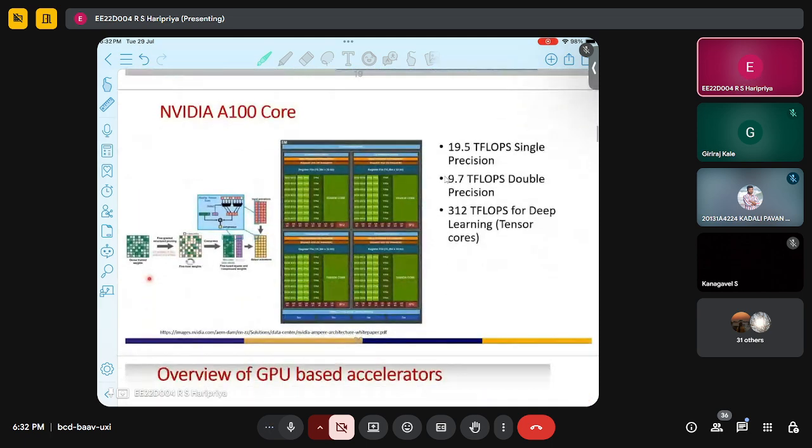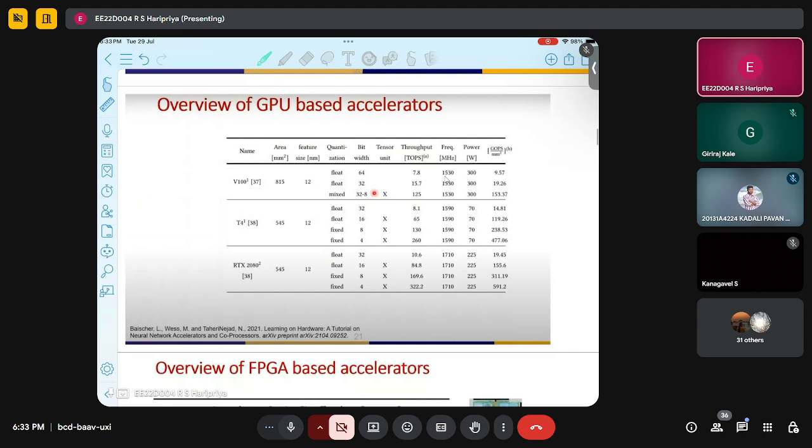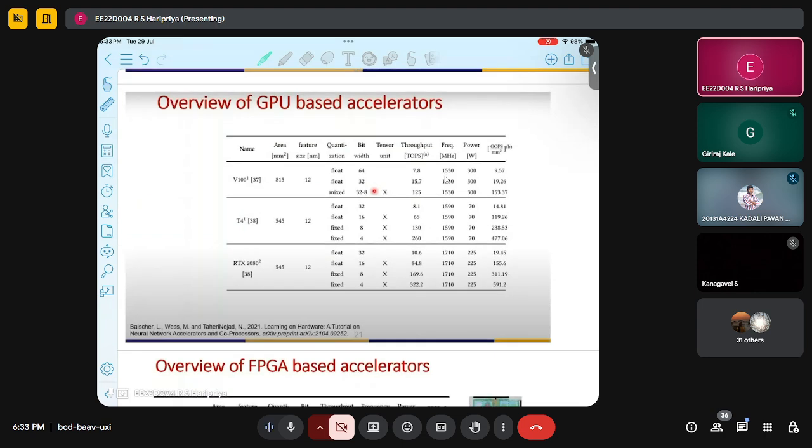Next, from the Ampere series, you can see the core count is increased, and it supports 32-bit floating point and 64-bit floating point. So this is with respect to the architecture. Now, the GPU based accelerator and the various data types it can support.